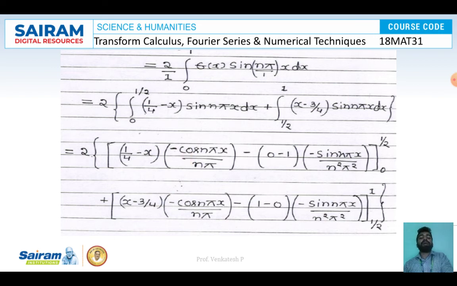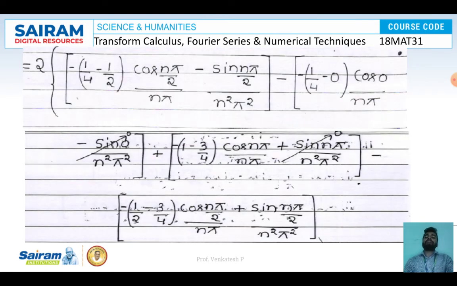So after simplification we got 2 into [(1/4 minus x) into minus cos(n pi x) by n pi, minus (0 minus 1) into minus sin(n pi x) by n square pi square], with the limit 0 to 1/2. Similarly solving the next function, (x minus 3/4) into minus cos(n pi x) by n pi minus (1 minus 0) into minus sin(n pi x) by n square pi square, with the limit 1/2 to 1.